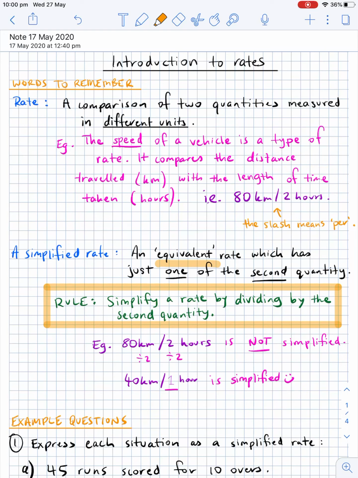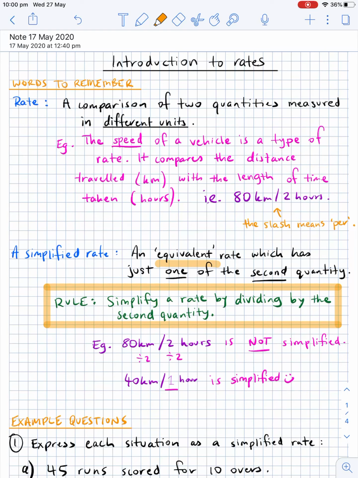Okay, moving on, let's do some example questions. Express each situation as a simplified rate. We've got 45 runs scored for 10 overs. The idea is we want to change that to a rate form where we've got a slash between these two quantities. And then instead of 10 overs, we want a simplified version with just 1 over at the end. So we're going to divide both sides by this second quantity, 10, because 10 divided by 10 gives us that 1. And 45 divided by 10 equals 4.5 runs. So 4.5 runs per over is the simplified rate.